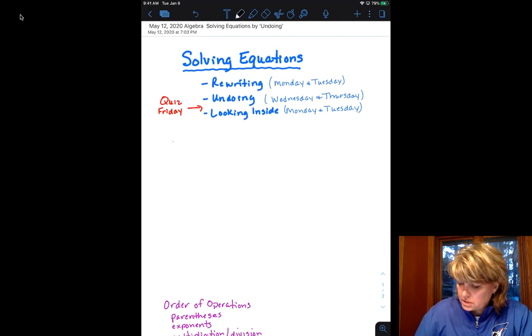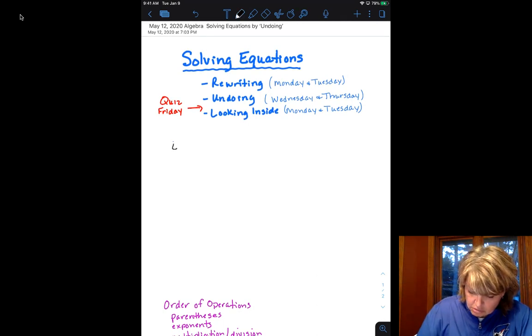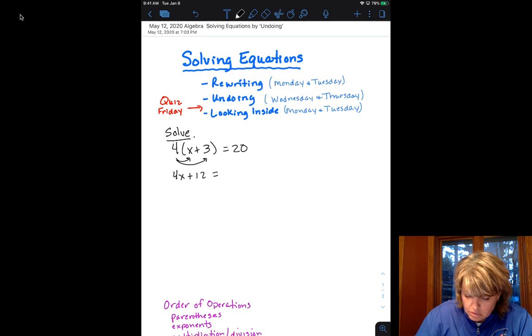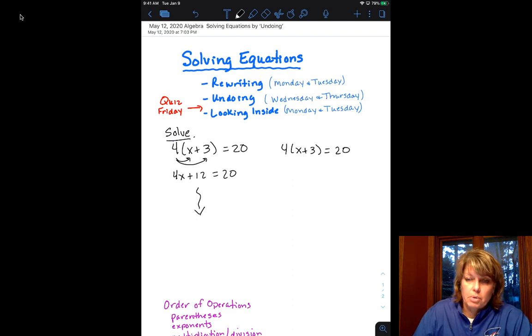Most often when you see an equation like 4 times (x plus 3) equals 20, and we're trying to solve it, most of us would think to use our distributive property and multiply that out. So we'd get 4x plus 12 equals 20, and then we would continue to solve it that way. Or another option, and it's strictly an option, you can do it if you wish, it's just another way to look at the problem to solve it.